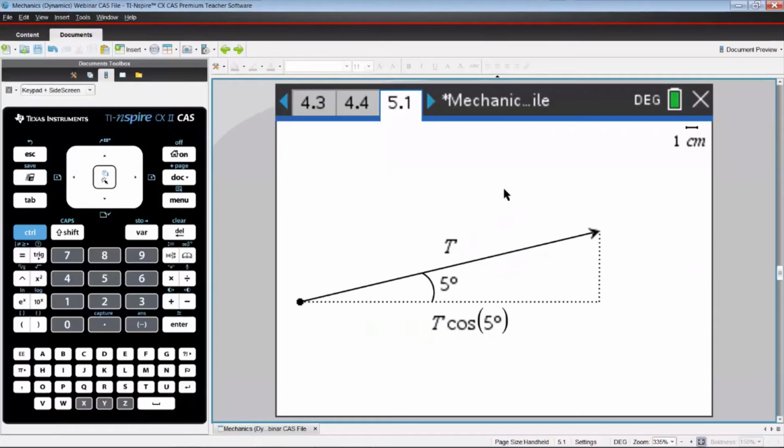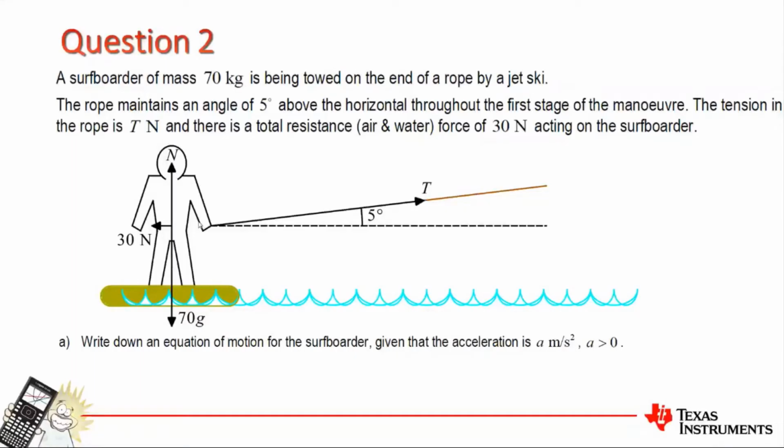What that means is, in terms of the motion of the surfboarder, because the surfboarder will be presumably traveling in a horizontal direction, it is only the horizontal component of T that matters in terms of the acceleration of the surfboarder. So we have T cos 5 degrees that is pulling this surfboarder forward, basically from the jet ski. It's pulling him forward, and then we have 30 newtons acting backwards.